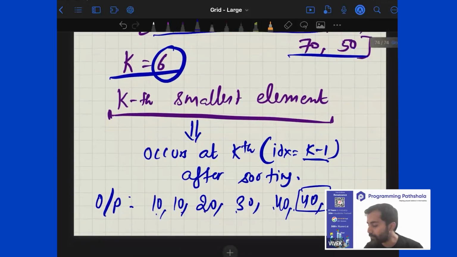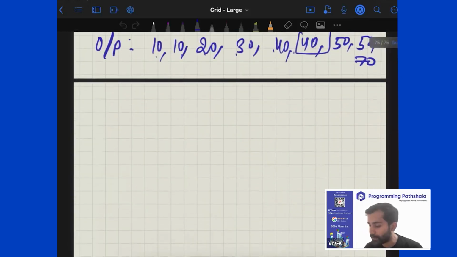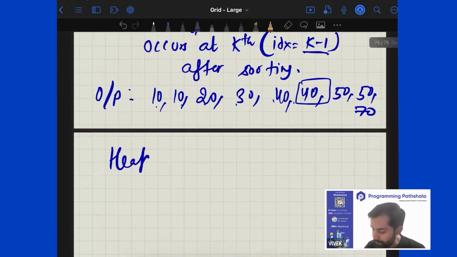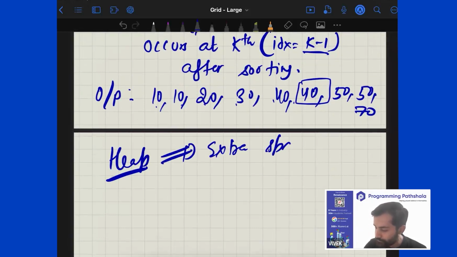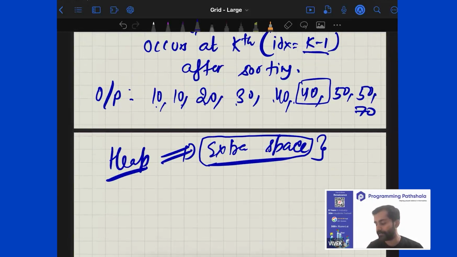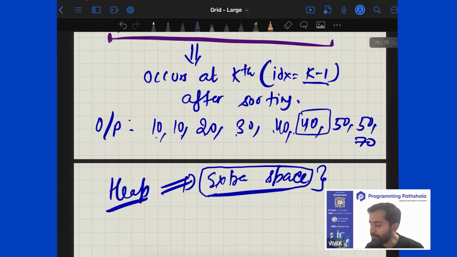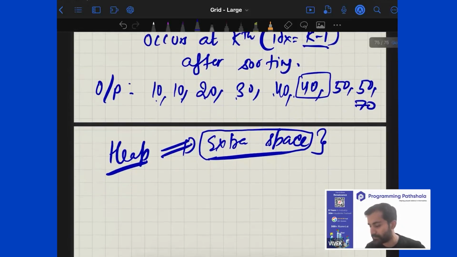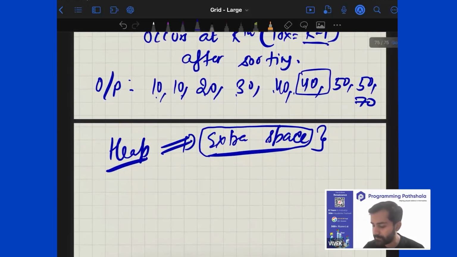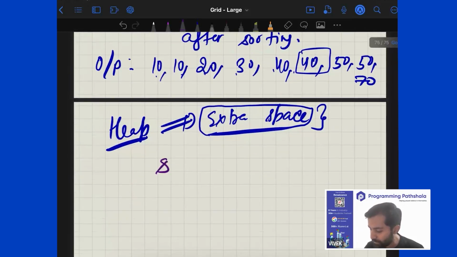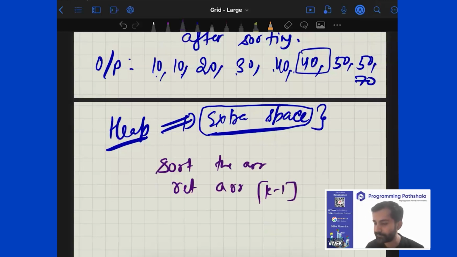Now there are varieties of ways to solve this question. A lot of you are talking about heap. See guys, the moment you use a heap, there is extra space involved in it. I'm not saying that this is a bad approach, but be mindful that there is extra space involved. Tell me what is the easiest solution which comes to your head? I believe it could be to just sort the array and return array of k minus 1. As simple as that, right?